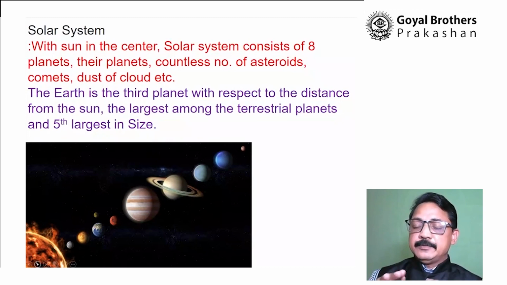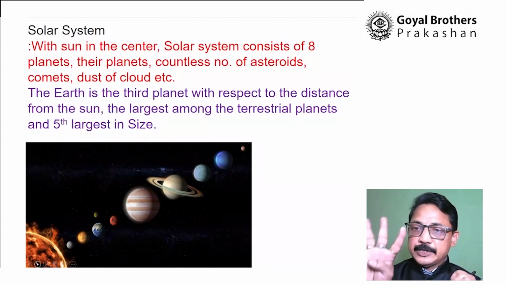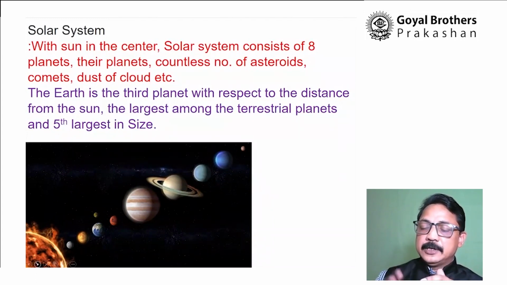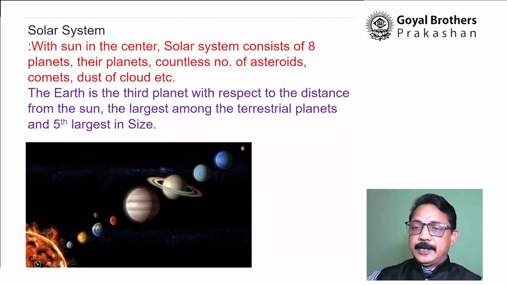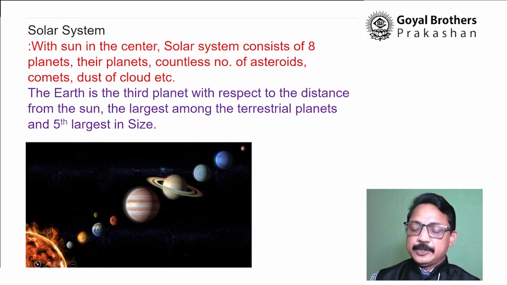Such planets which have land, we call terrestrial planets. Among these terrestrial planets, which are 4 in number, Earth is the largest terrestrial planet, whereas the other planets don't have land. They are gaseous planets. Okay, and of course the largest, you must know, is Jupiter.